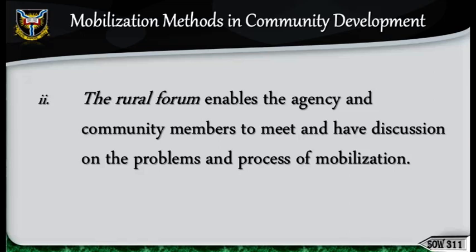Number 2, the Rural Forum. The Rural Forum enables the agency and community members to meet and have discussion on the problems and process of mobilization. It involves the people taking part in discussion and decisions on the program. This process ensures the readiness of the people to participate in the mobilization process. It fosters their cooperation and interest in the program.